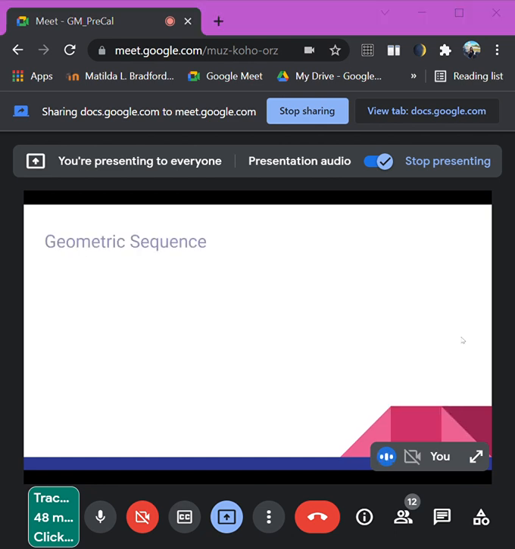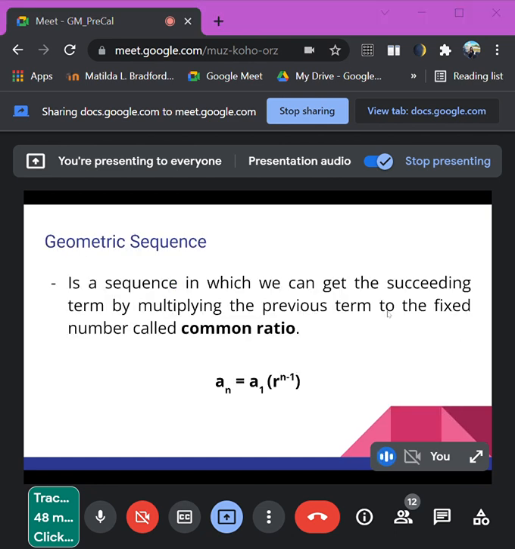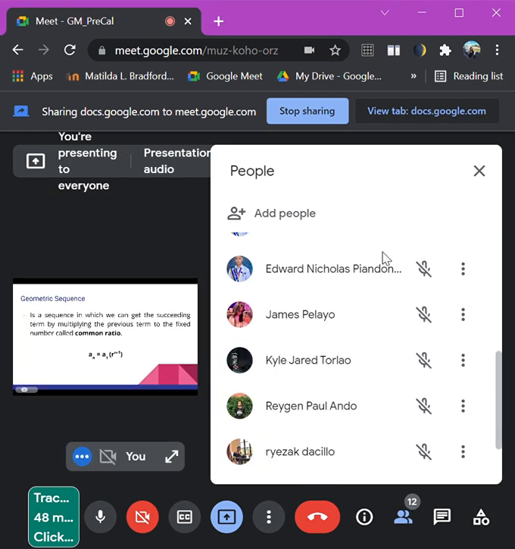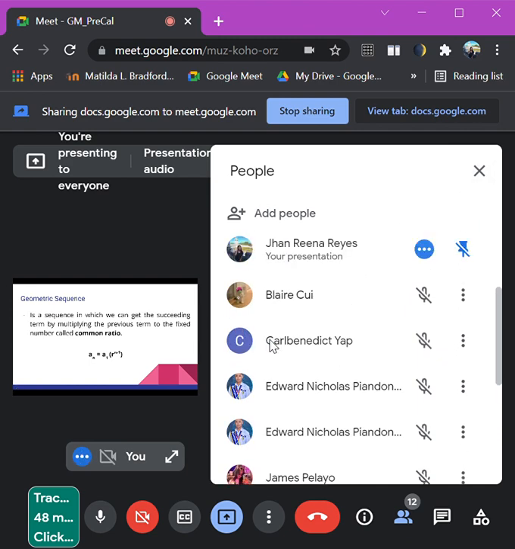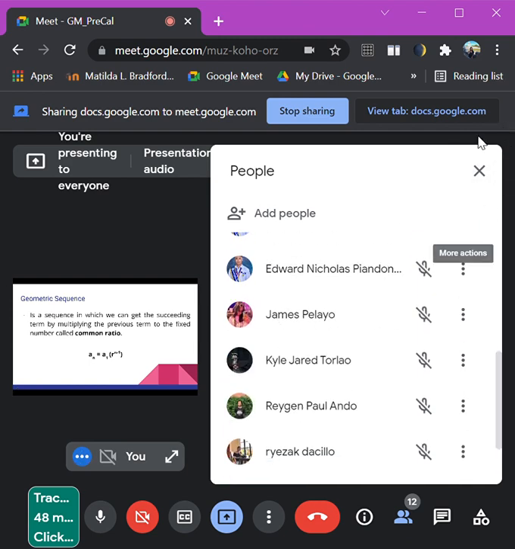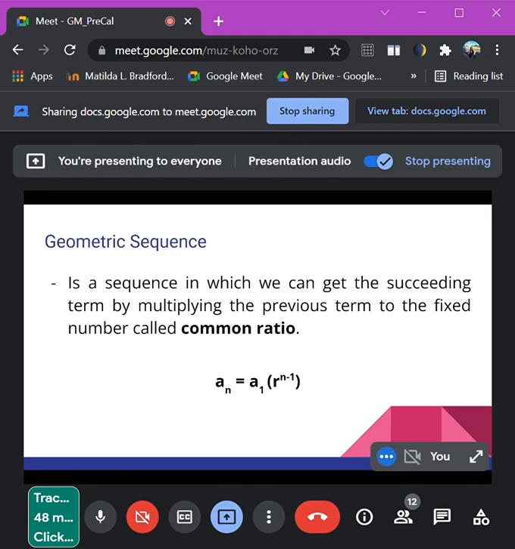Okay. And now we are going to move to geometric sequence. For our geometric sequence, please read. A geometric sequence is a sequence in which we can get the succeeding term by multiplying the previous term by a fixed number called the common ratio. Okay, thank you.